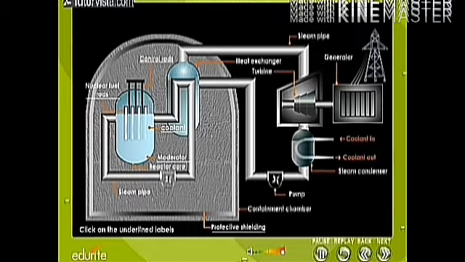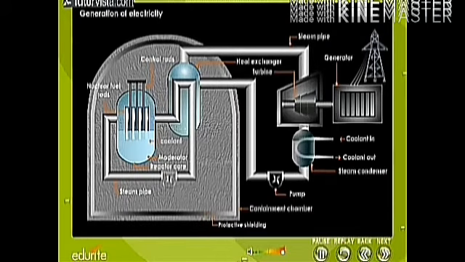Then next is coolant. A coolant is used to remove the heat produced in the nuclear reactor core in the form of steam. This steam is used to run the turbine to produce electricity. Water, air and helium are normally used as coolants.